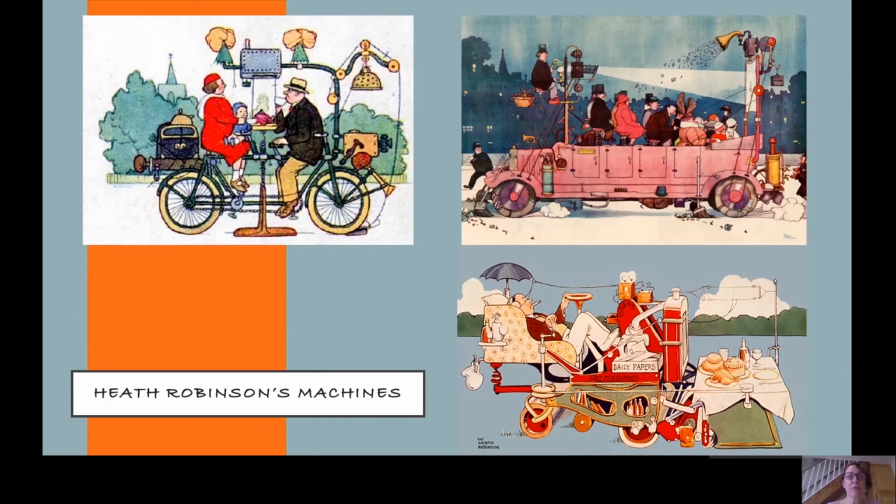So here we have Heath Robinson's machines. He was a 1970s illustrator, quite humorous in his ideas, and they were machines that were propelled by people. On the right-hand side, we've got a little cinema with what looks like sound coming out of the top right-hand side, and at the same time cleaning the streets. And on the bottom right-hand side, we've got a man lounging but still operating this machine by foot, and he's got breakfast ready for his travel.